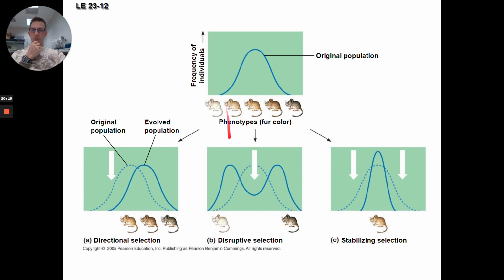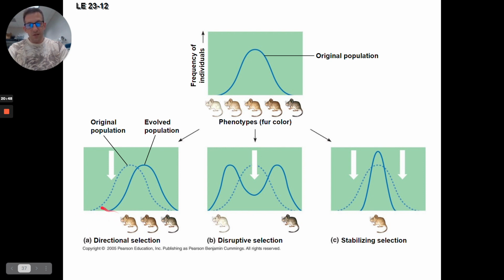If we look at directional selection, what has happened is that there is some kind of selective pressure. Selective pressure is something that might be eating these mice, so maybe an owl or a hawk or something like that. There is some kind of selective pressure for directional selection that has chosen to pick off and eat the lighter colored ones.